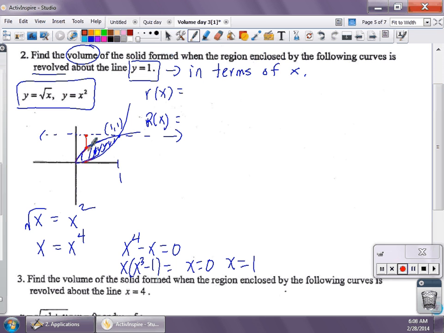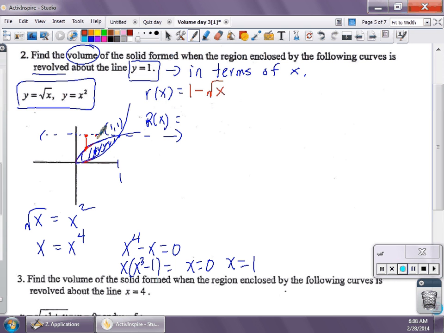Now remember, top minus bottom. The top of this radius hits a y value of 1. The bottom of the radius hits the square root function. So the length of that radius, top minus bottom, is 1 minus the square root of x.